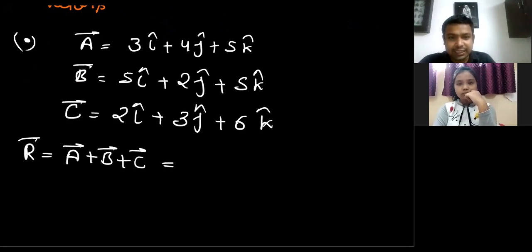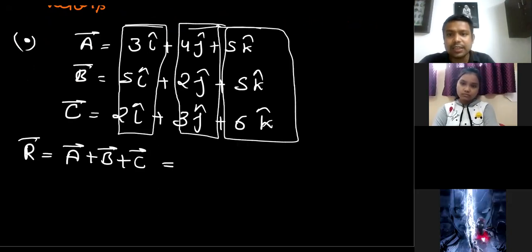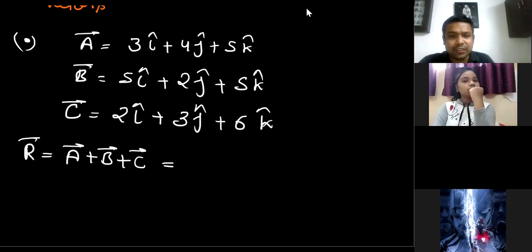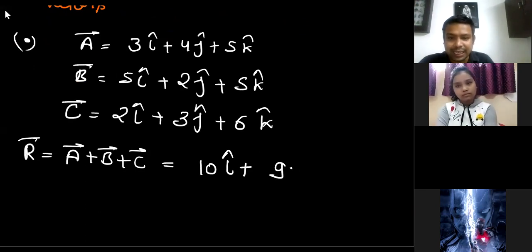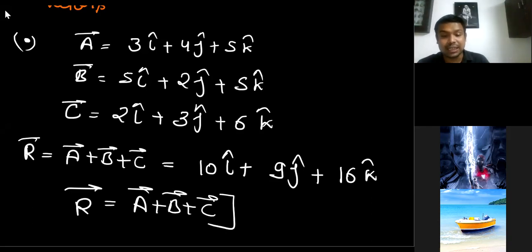Simply you can add all i coefficients, all j coefficients and all k coefficients. So 3 plus 5 plus 2 is equal to 10 i cap. 4 plus 2 plus 3 is equal to 9j cap, and 5 plus 5 plus 6 is equal to 16k cap. So this is the resultant of vector A plus vector B plus vector C. Clear, my dear friends?